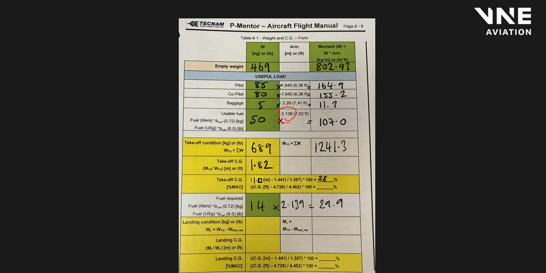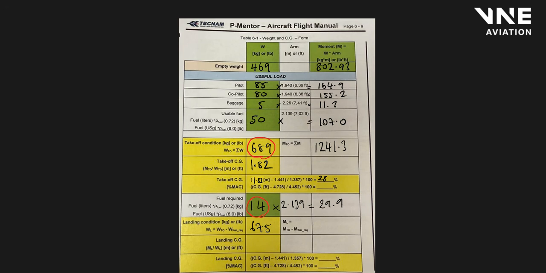We then need to calculate our weight on landing. So we took off with 689 and we used 14 kilograms of fuel. That's the only thing that's disappeared since we've been flying, unless we've lost a passenger on the way, which is pretty unlikely. So we minus that number by that number, gives us 675 kilos. So that's our landing weight.